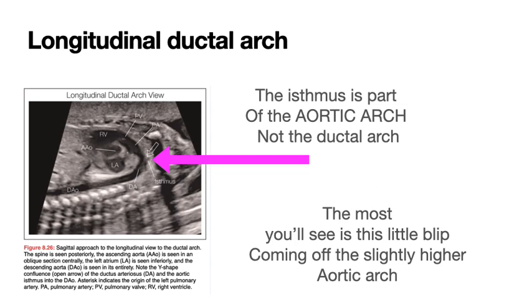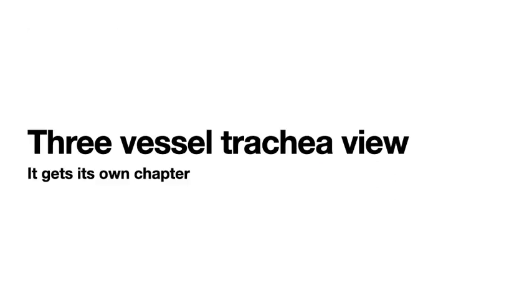So in this picture, we've got a longitudinal ductal arch, and they've got a little blip that is labeled isthmus. It's not actually part of the arch. It is the thing right before the arch there. So, since we know that the aortic arch is slightly higher than the ductal arch, that's why the little blip is coming off from above. All right, and lastly, that brings us to the three-vessel trachea view, which gets its own chapter.